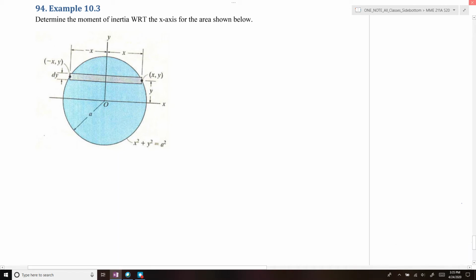In this problem, we're asked to solve for the moment of inertia about the x-axis for the circular area. So, we first have to define the equation we're going to use. We define our element, a differential element dA, and we notice that dA is parallel with the x-axis.